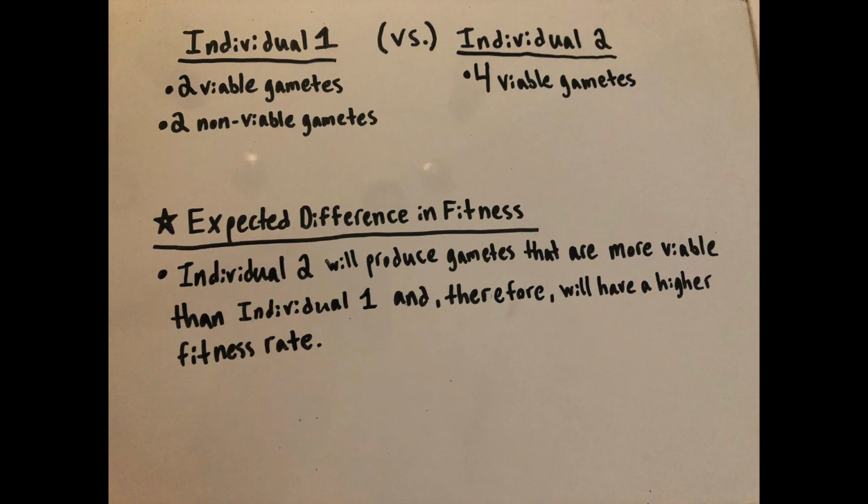Between individual 1 and 2, we consider individual 2 to be more fit because it produces four viable gametes, while individual 1 only produces 2 viable gametes.